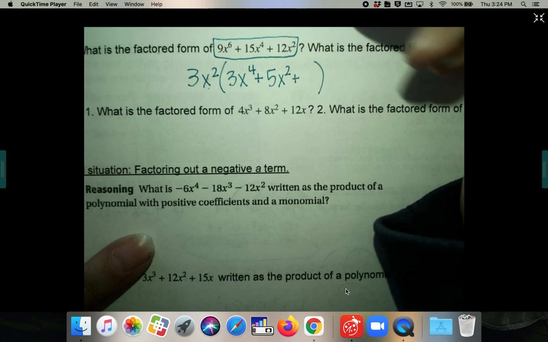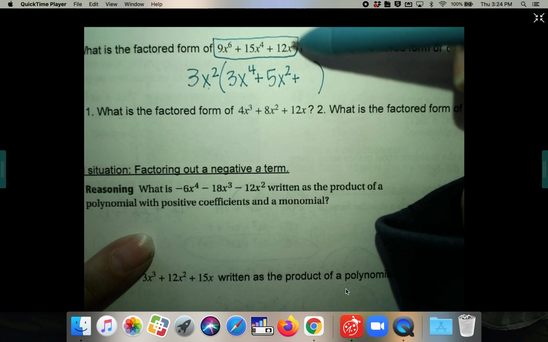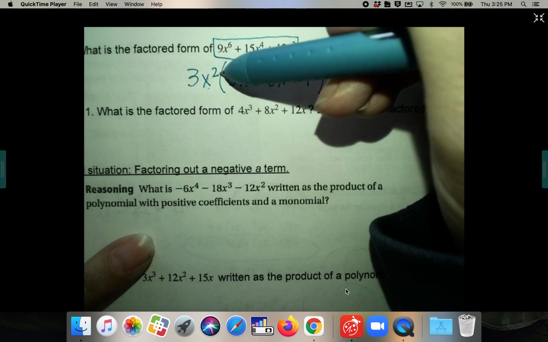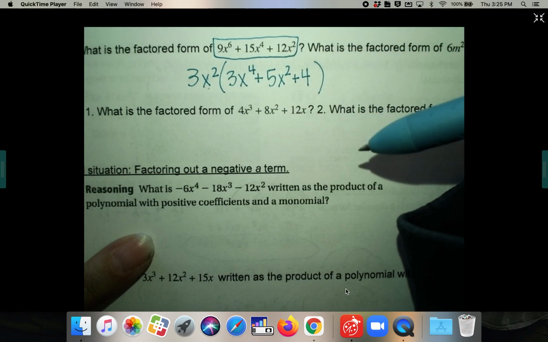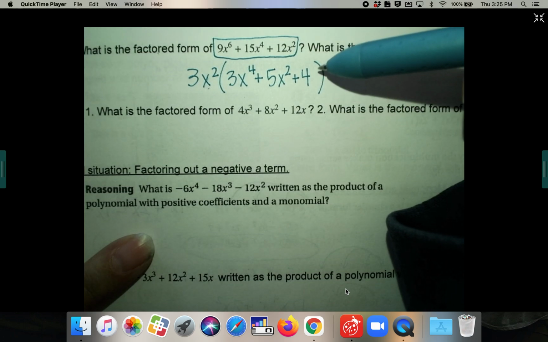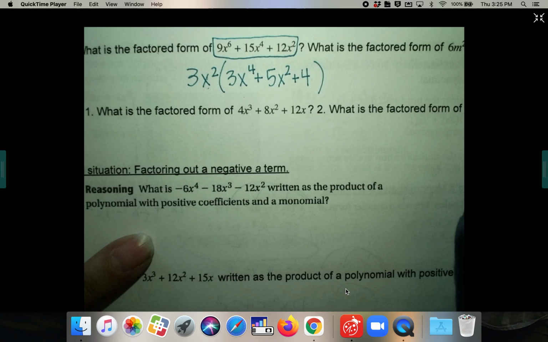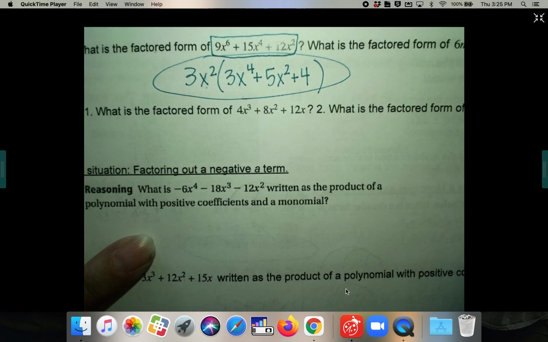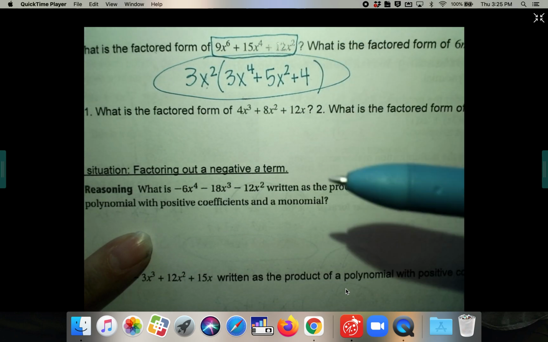I'm running out of room here. 3x squared times what would equal 12x squared? 3 times 4. And x squared to get x squared is just nothing. If you put an x there, that would be 2 plus the 1 here, which would make it 3, and that's not right. So 4 is by itself. Okay, I hope that makes sense. So this is the factored form of this trinomial.